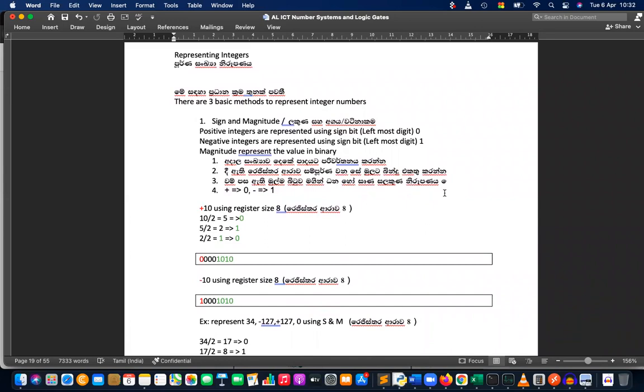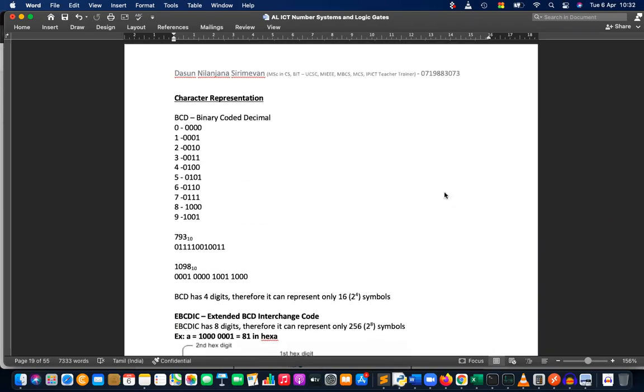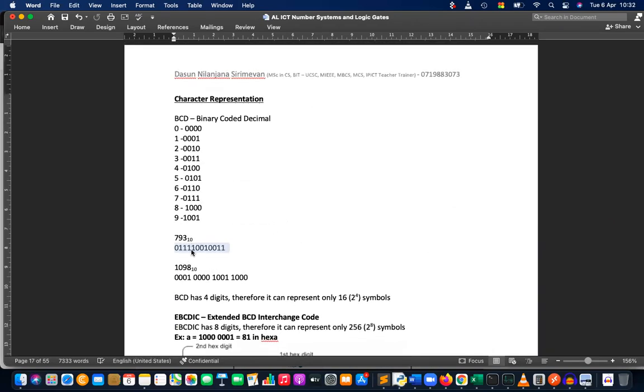Okay, unlike the character representation, integers need some value. Why? Because integers are needed to calculate. So this is character representation: if it is a letter, you can represent it in this way. Numbers can be represented two ways. Now, telephone number, is it taken for calculations? Telephone numbers?